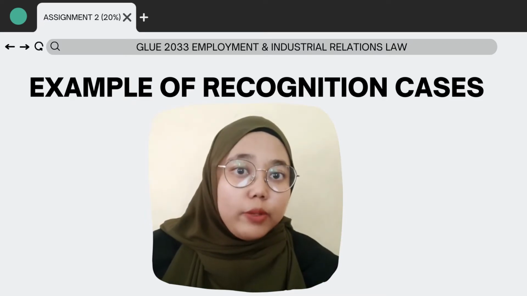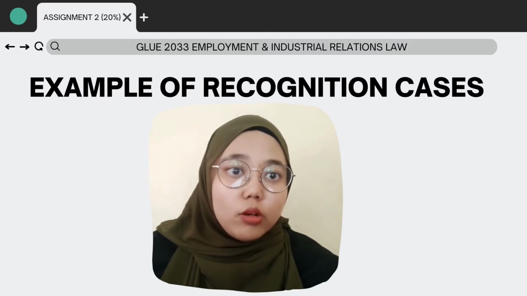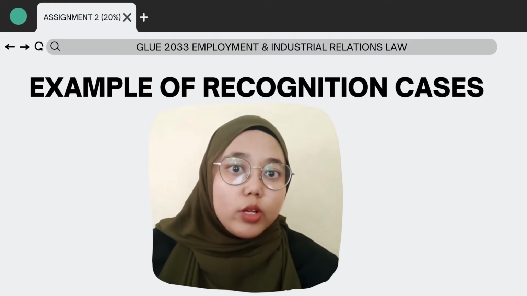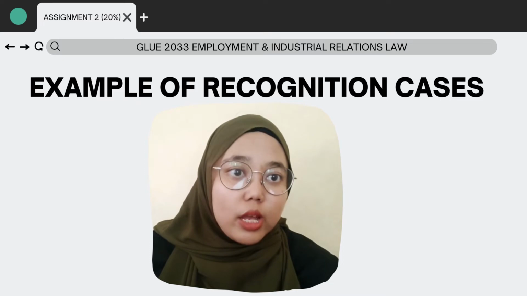A union can represent only those employees who are eligible for its membership. Thus, one union can represent all the employees in an establishment, or several unions may represent different classes of employees in the same organization. It all depends on the membership rules of each particular union. Any question as to the scope of representation of a union is entirely a matter for the Director General of Industrial Relations and the Minister to decide under Part 3 of the Industrial Relations Act.